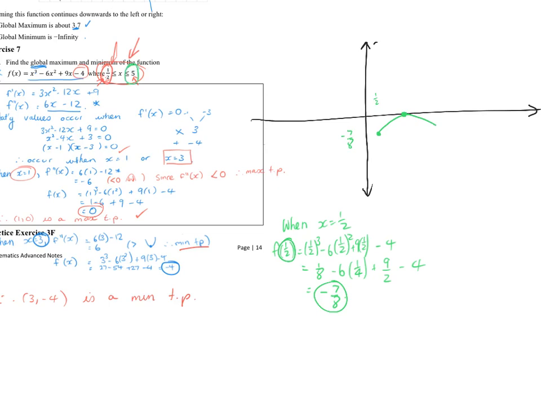So what's happening at the other end when x equals 5? We get function 5, so put that into your graph. That's 5 cubed minus 6 lots of 5 squared plus 9 lots of 5, minus 4. When you put that into your calculator, I'm hoping you get 16. So we know when x equals 5, somewhere up here, you're going to get (5, 16).